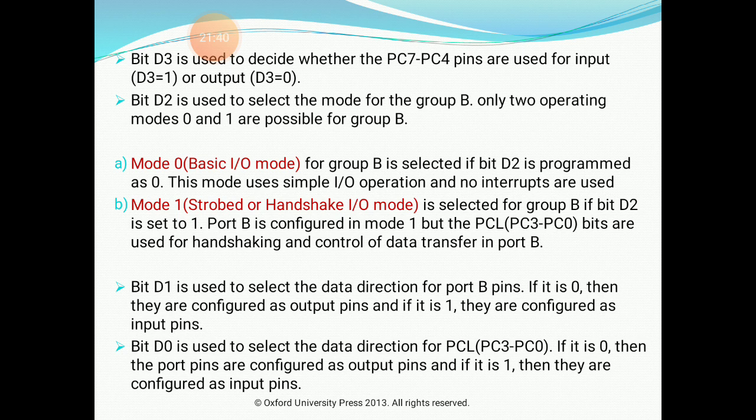Bit D1 is used to select the data direction for port B. If it is 0, port B is used as an output port, and if 1, as an input port. Bit D0 is used to select the data direction for port C lower. If it is 0, the port C pins or port C lines are used as output pins, and if it is 1, they are used as input pins.